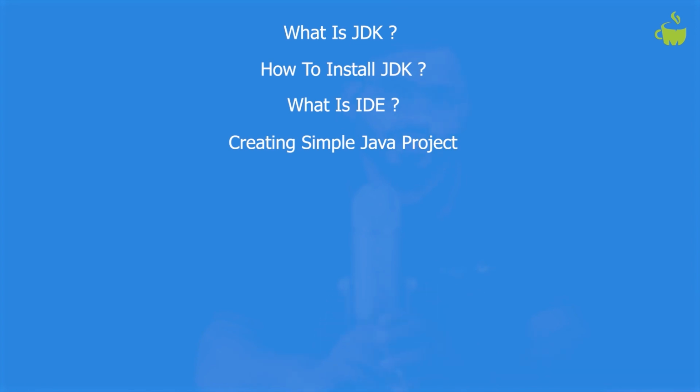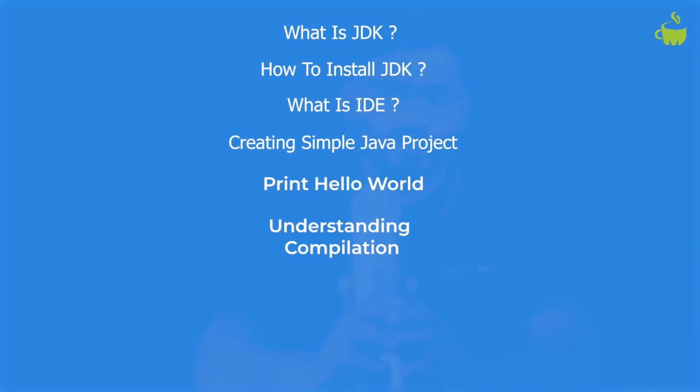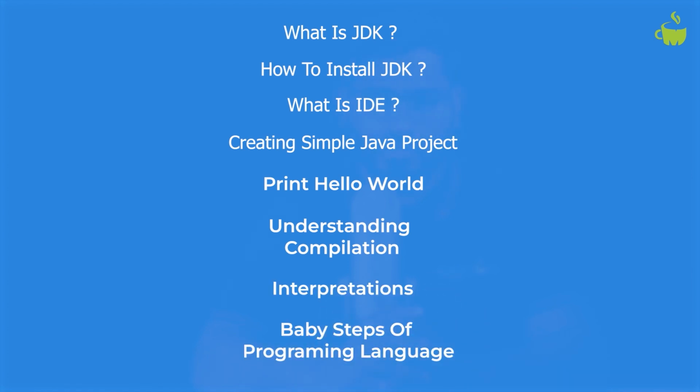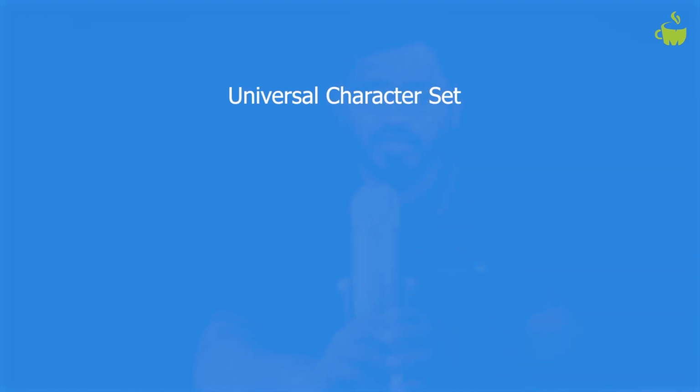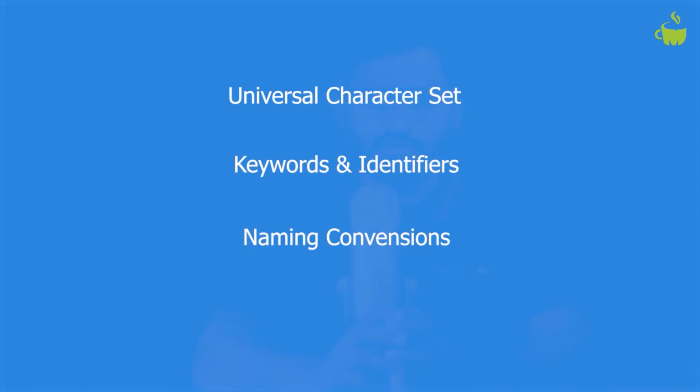So far, we understood the basic terminologies in the Java programming language. We are familiar with what is JDK, how to install the JDK, what is an IDE, and how you create a simple Java project, how you write a hello world program, understanding compilation and interpretation, and we also understood the baby steps of learning a programming language. So we understood the universal characters, keywords, identifiers, the proper naming conventions for giving identifier names, and what is an instruction or a statement.